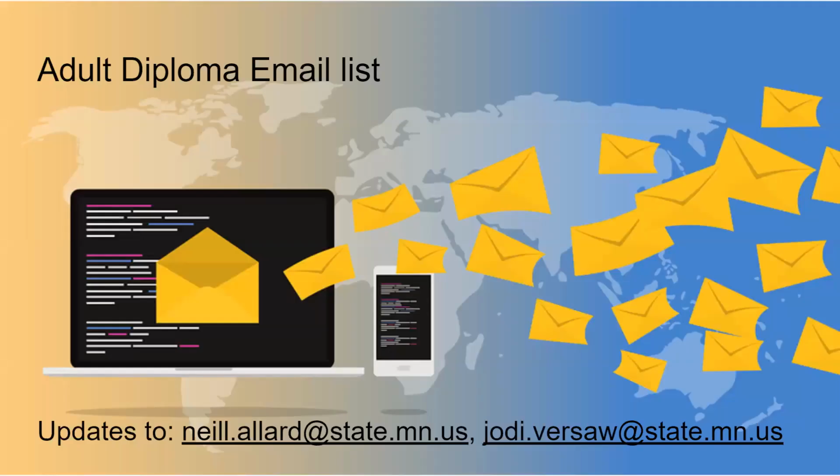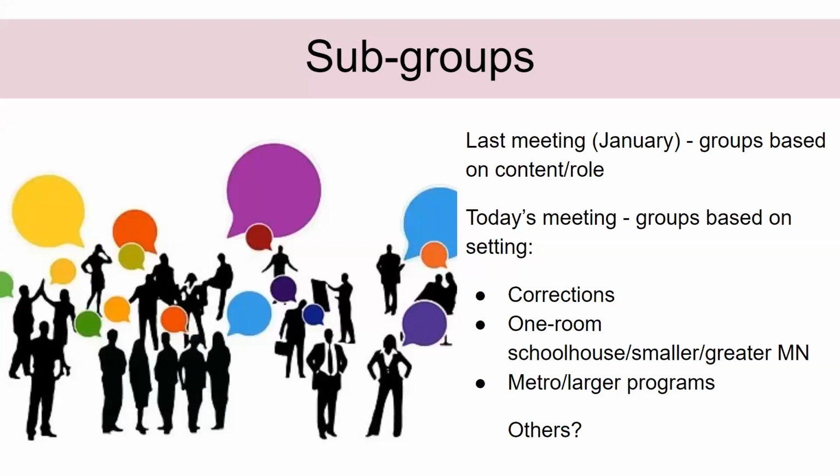And on that note, I just want to remind you that we try very hard in our office to maintain an accurate and up-to-date email list of everybody across the state who is working in adult diploma. So if you have changes in staff, please do keep us updated. You can email those updates, either please take this person off the list, or please add this person to the list. And you can send those updates to me and to Neil, and our emails are there on the screen for you.